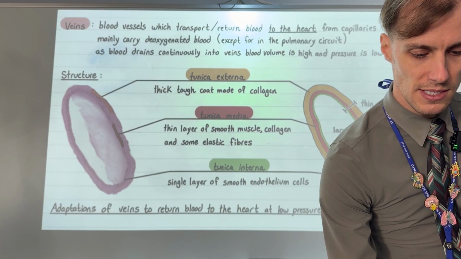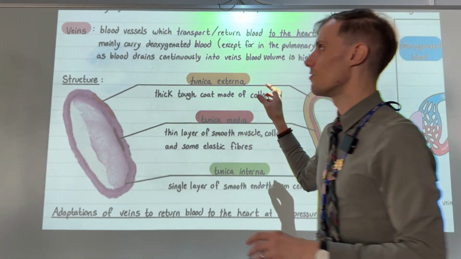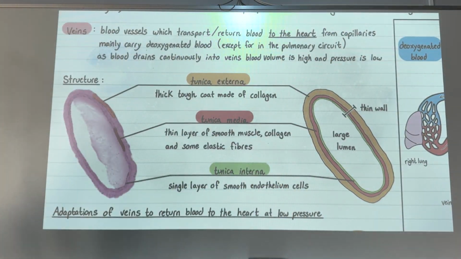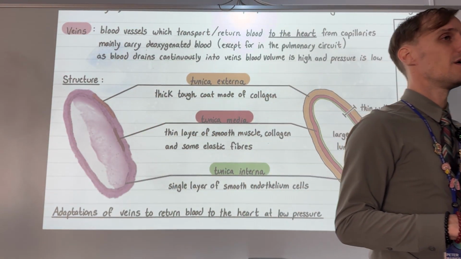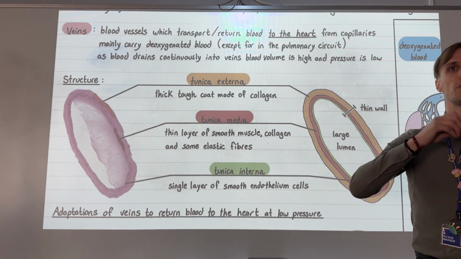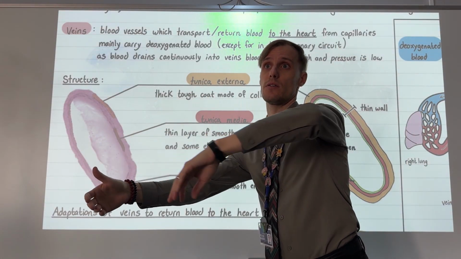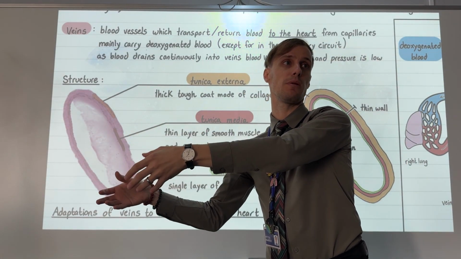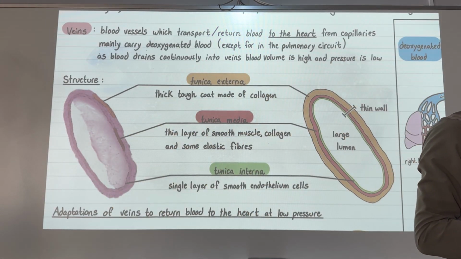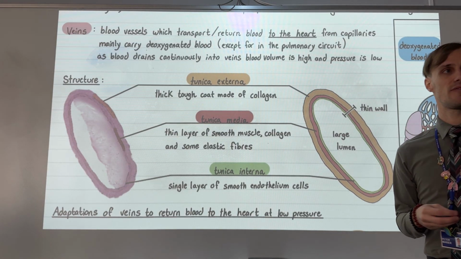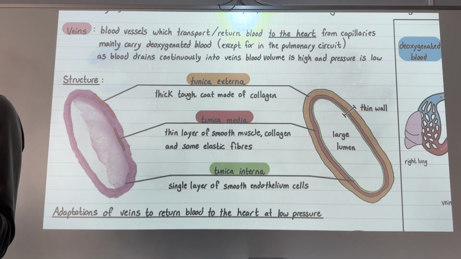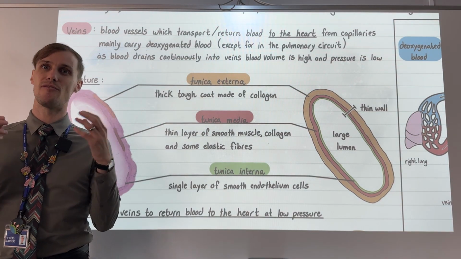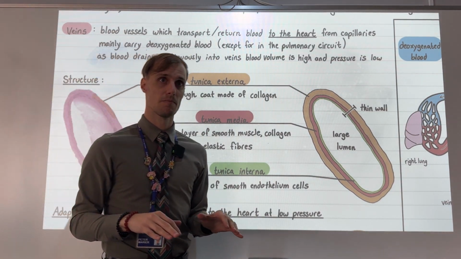Similarly to arteries, veins are not classified by the blood they carry, but by the direction of flow. If arteries are all moving blood away from the heart, then veins are all bringing blood to the heart. So this is how they're defined. Their other major defining characteristic is that blood is being carried at very low pressure.